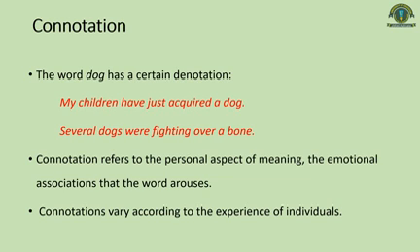Now I will discuss another important dimension of meaning, that is connotation. I would like to quote an example. Okay, take the example of the word dog. The word dog has a certain denotation, and the possibility of entering into numerous referring expressions. I would like to quote a few examples. If I say a sentence, my children have just acquired a dog, or several dogs were fighting over a bone. Now students, how do you feel about dogs? Or how does a particular society value dogs?